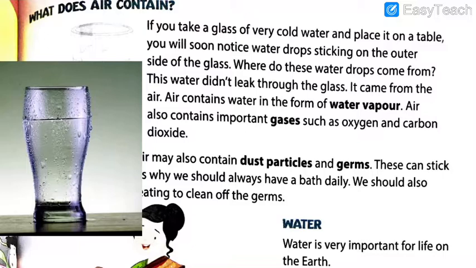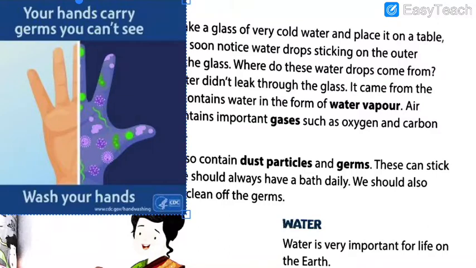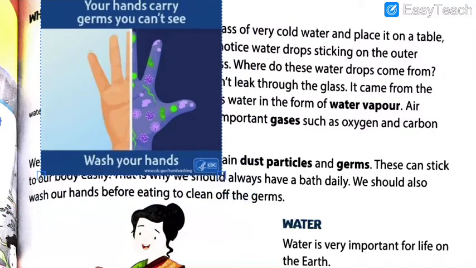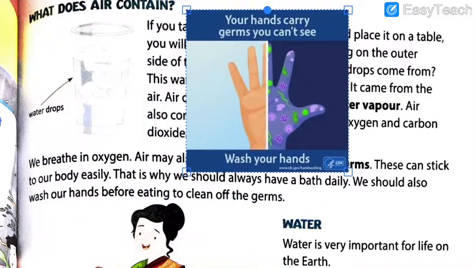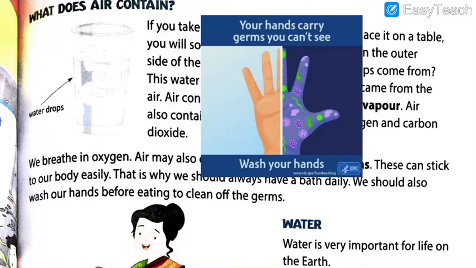We breathe in oxygen. Air may also contain dust particles and germs. These can stick to our body easily. That is why we should always have a bath daily. We should also wash our hands before eating to clean off the germs. See, this is why we clean our hands.